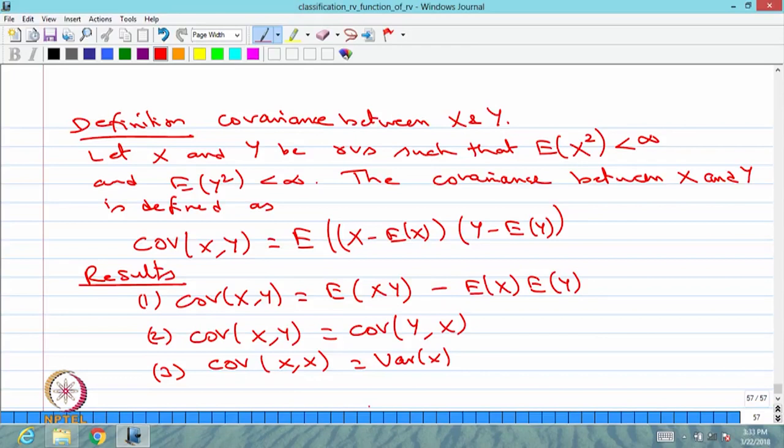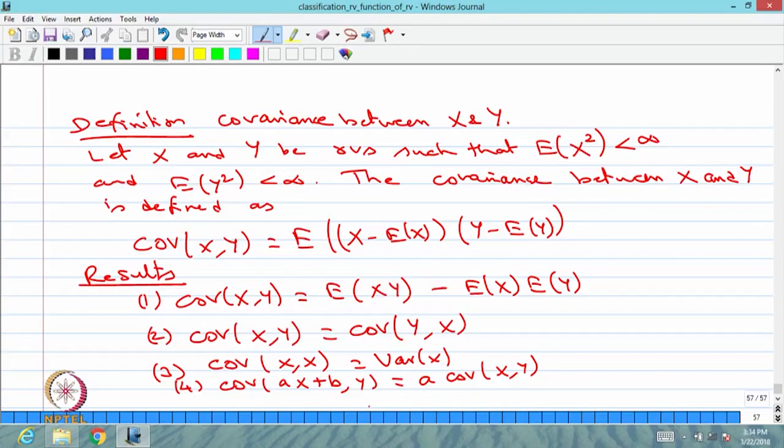The fourth property: the covariance of ax plus b with the other random variable y. If you expand using the definition of covariance, you will get a times the covariance of x comma y, and the covariance of b with y, which is going to be 0. The covariance of any constant with a random variable is 0. Therefore, the covariance of ax plus b with y, when a and b are constants, is the same as a times the covariance of x comma y.